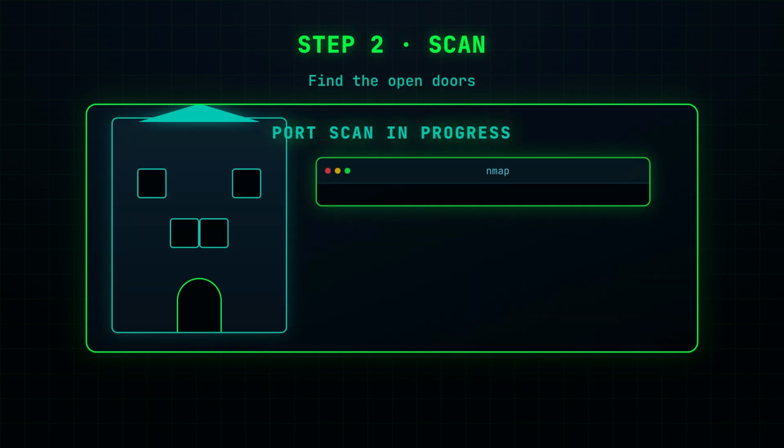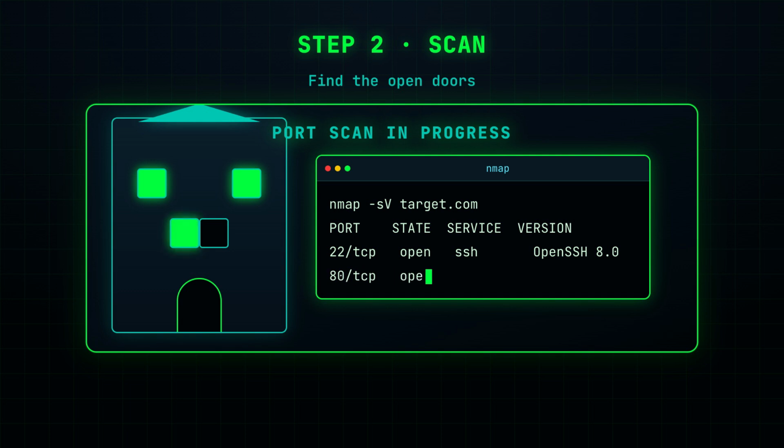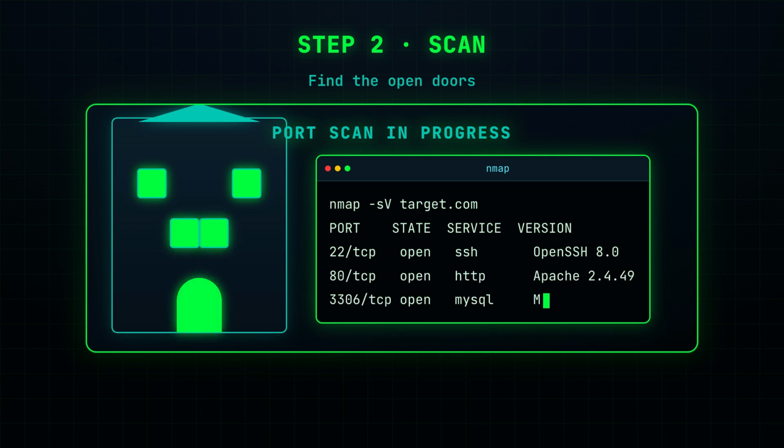Step 2. Scanning. Now the hacker reaches out and probes the target to find the open doors. Which ports are open, which services are running, and which versions of those services. It is like walking the whole building and checking every door, every window, every service hatch. Some are locked, some are open. The open ones get marked for later.